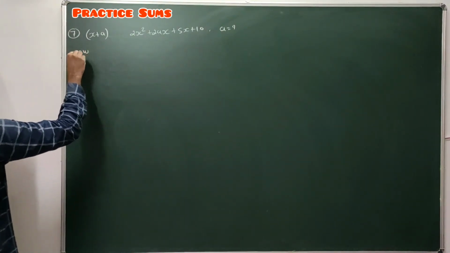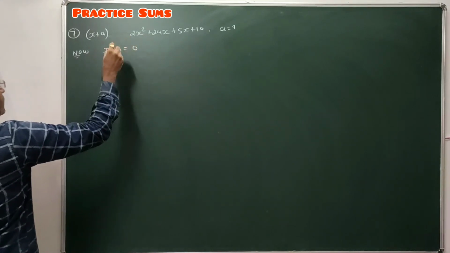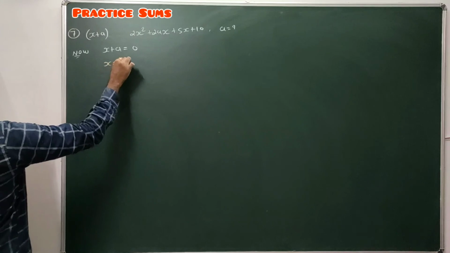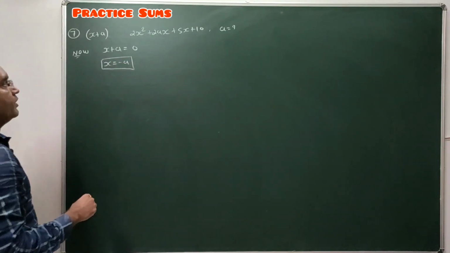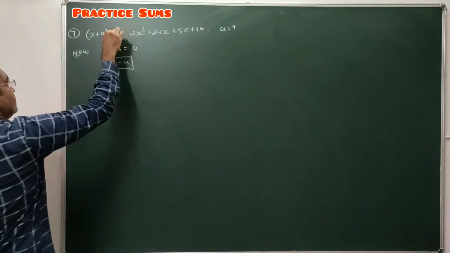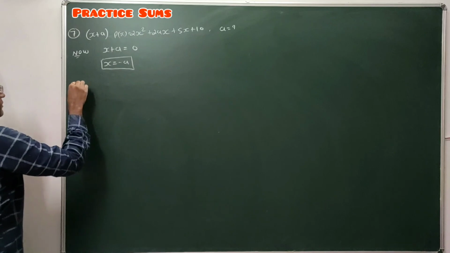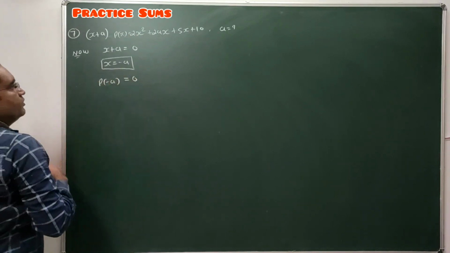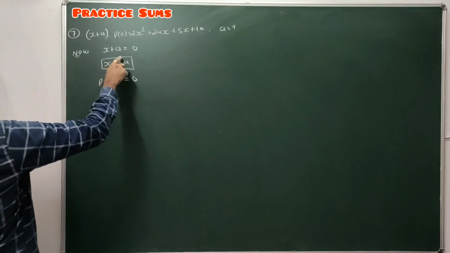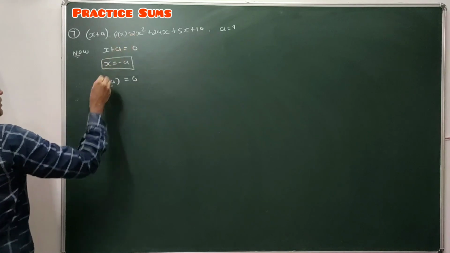So we will study the given polynomial. The given factor is x plus a equal to 0, so x equal to minus a. Let's say the given polynomial is a polynomial of variable x. So we can say that p of minus a equal to 0, as x plus a is the factor of this given polynomial. So take x equal to minus a over here.